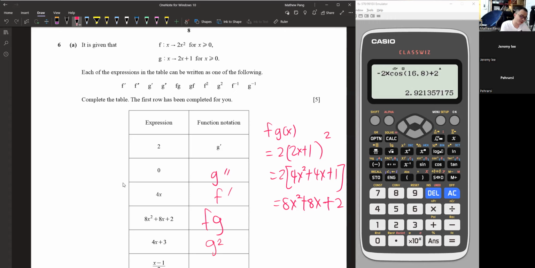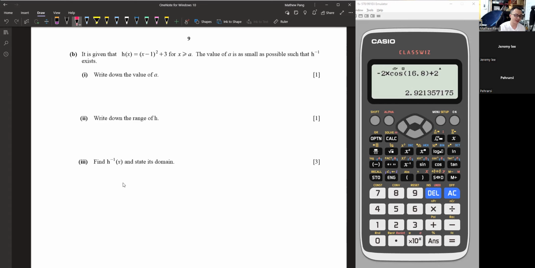Okay, come. Do part B. It's given hx is that equation. You should recognise this one is what we call the vertex form, right? Do use the completing the square method to get a vertex form for the quadratic. The value of a as small as possible so that h inverse exists. Definitely a super important keyword.